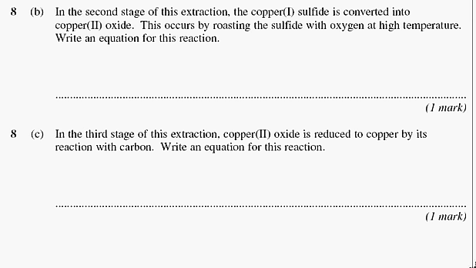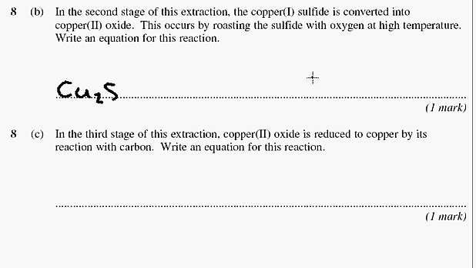Alright, let's continue with number 8. In the second stage of this reaction, copper 1 sulfide is converted to copper 2 oxide. This occurs by roasting the sulfide with oxygen at high temperature. Okay, well, we know what copper sulfide is. We've got that in our previous one.